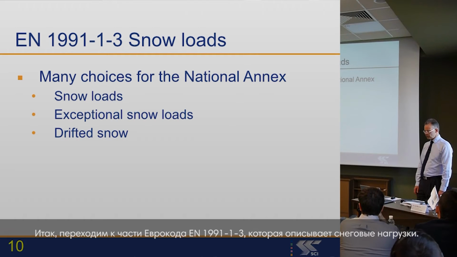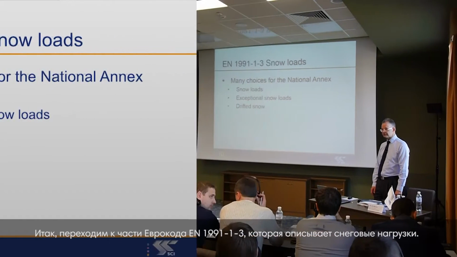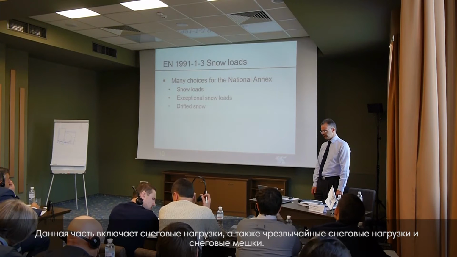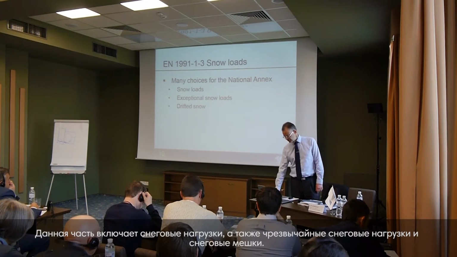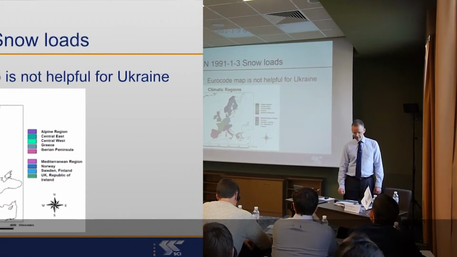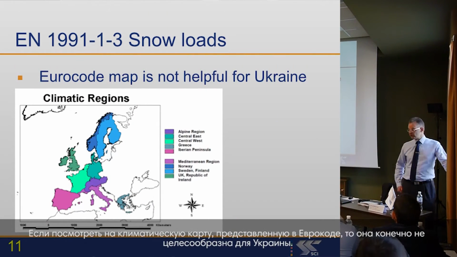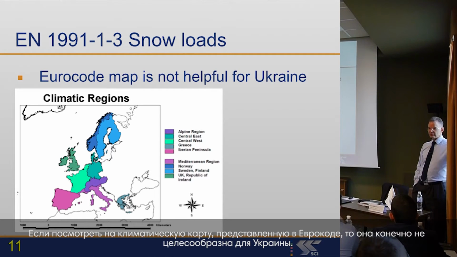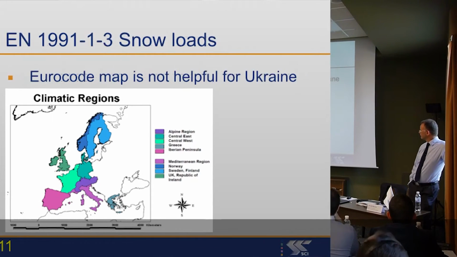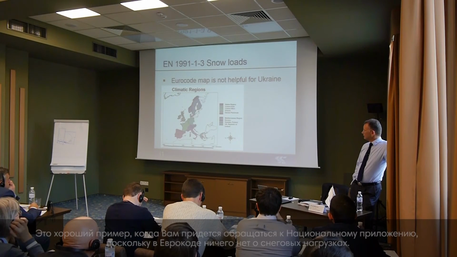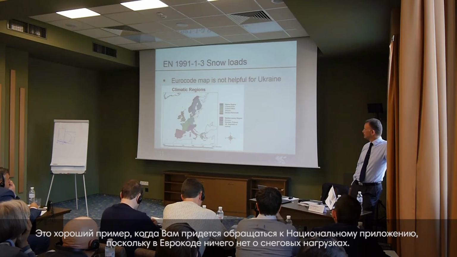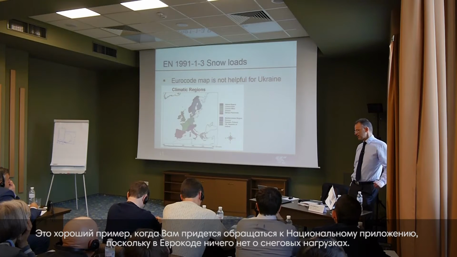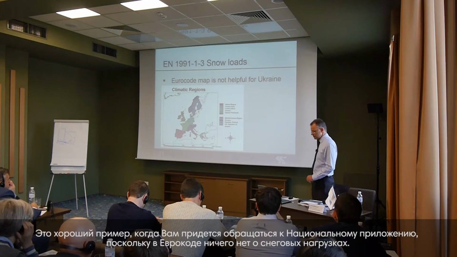Okay, EN 1991-1-3 covers snow loads. It covers exceptional snow loads, and it covers drifted snow. The core Eurocode map is not very helpful for Ukraine. So that's a good example of where you will need to refer to the Ukraine National Annex, because the Eurocode, in fact, is not saying anything about snow loads in Ukraine.